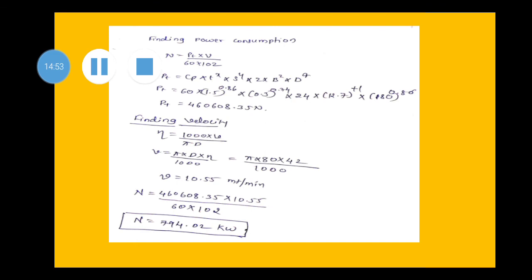Finding the velocity: RPM N is equal to 1000 into V divided by pi D. V is equal to pi D N divided by 1000. Pi, diameter is 80, into RPM is 42, divided by 1000. V is equal to 12.55 meter per minute. Then N is equal to Pt into V divided by 60 into 102. That is, the answer is 794.02 kilowatt.